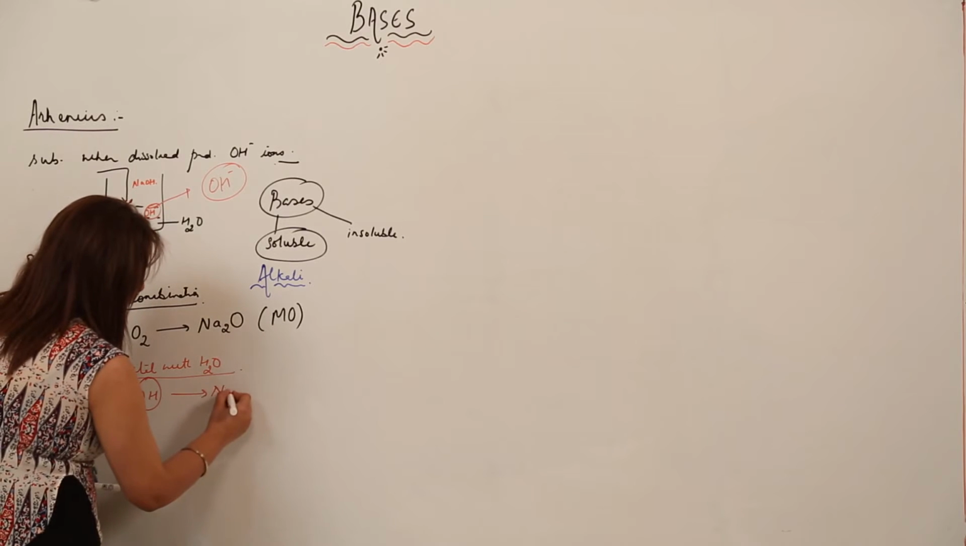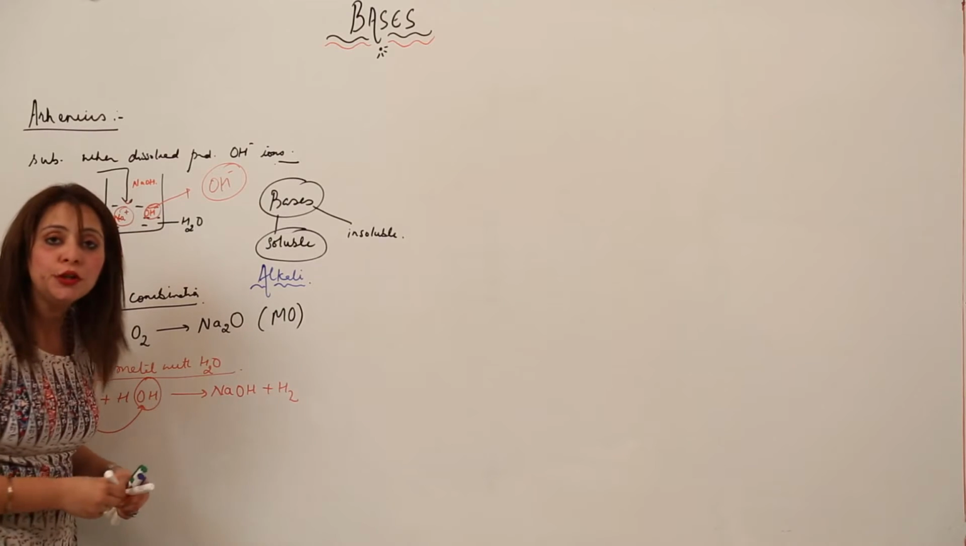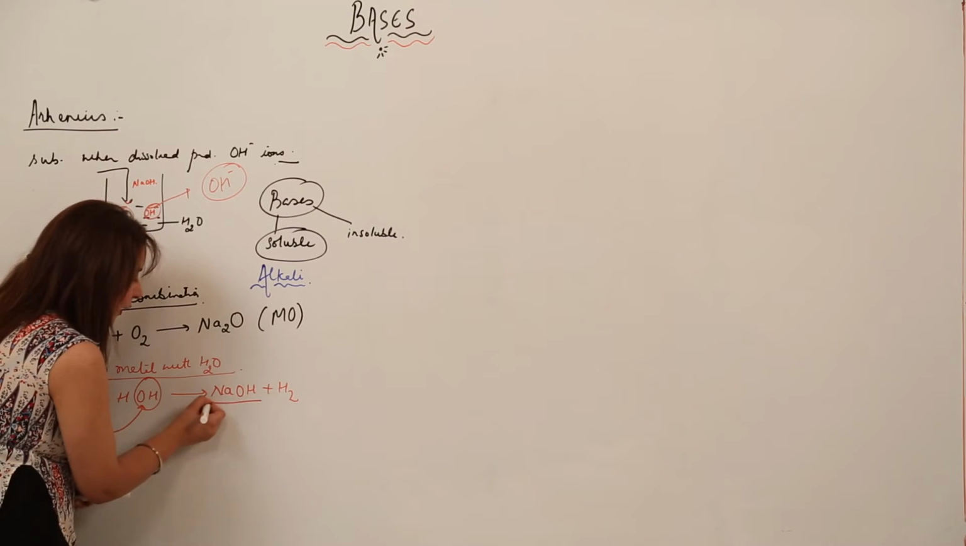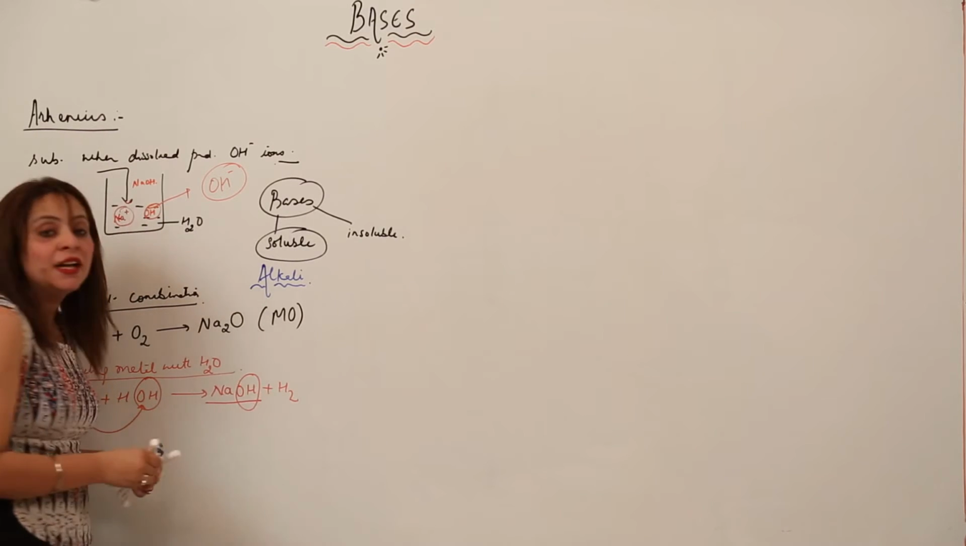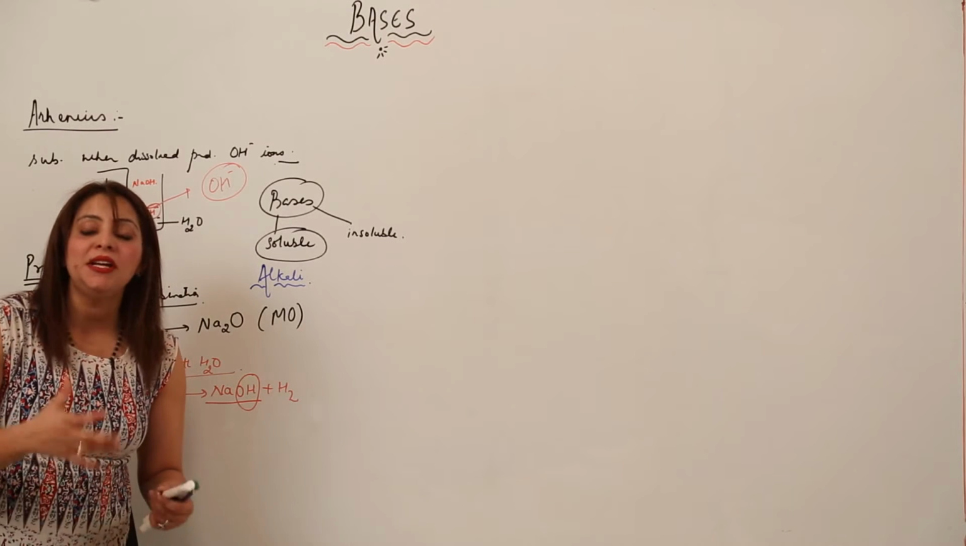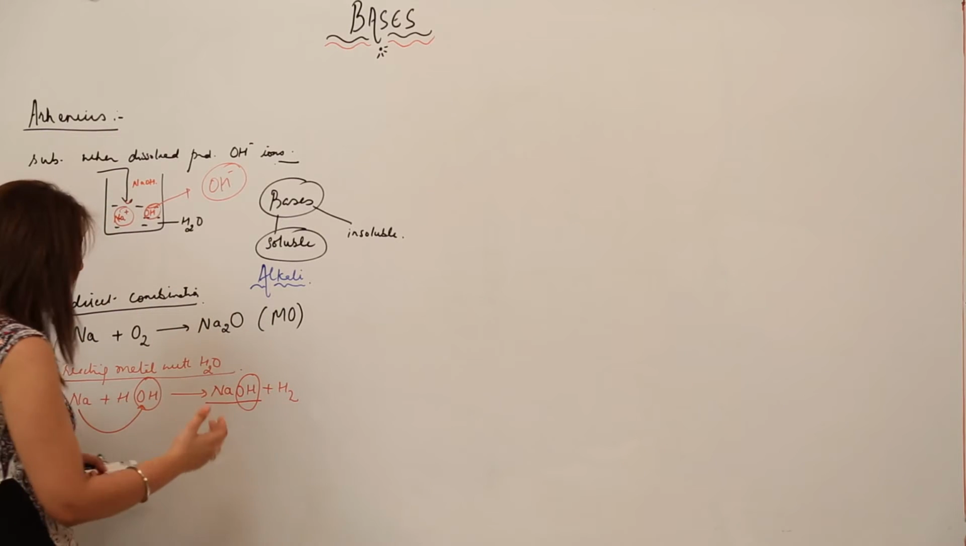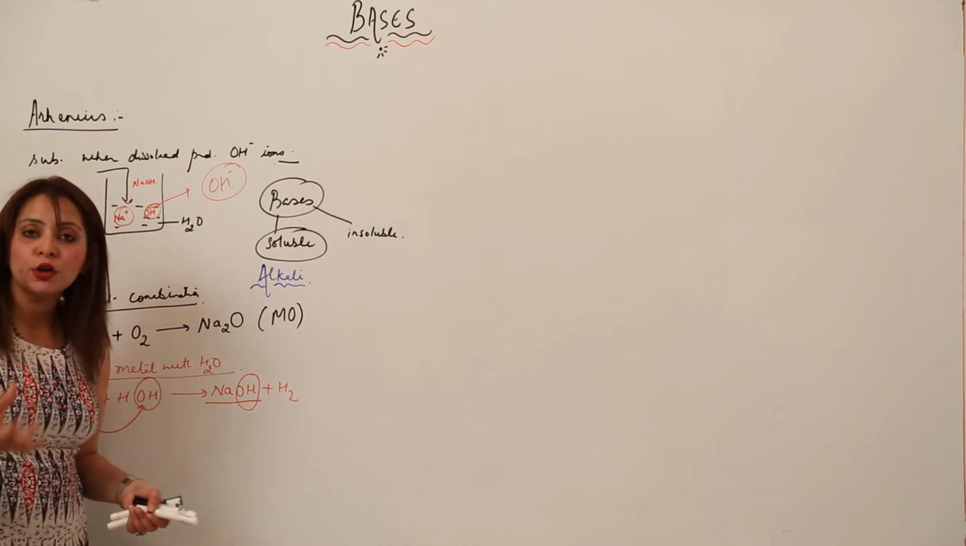So that leads to the formation of NaOH, and along with that hydrogen gas is produced. As you can see, it has the OH ion. So that means when dissolved in water, it will produce the hydroxide ion. That means it is also a base. See, in both cases what you have seen, in this example, it contains the hydroxide ions.